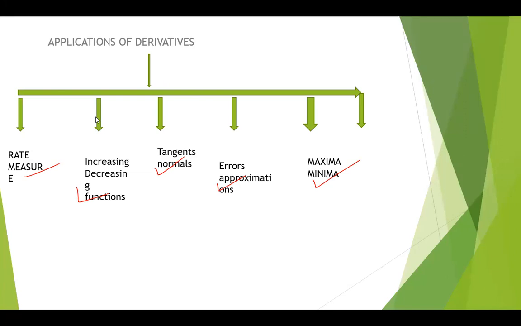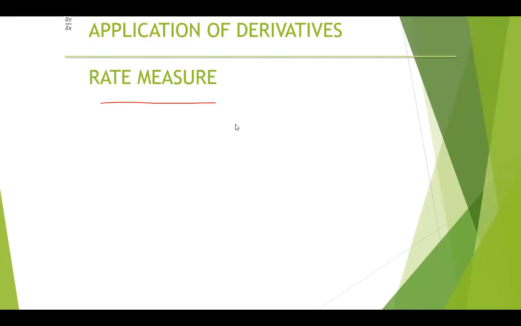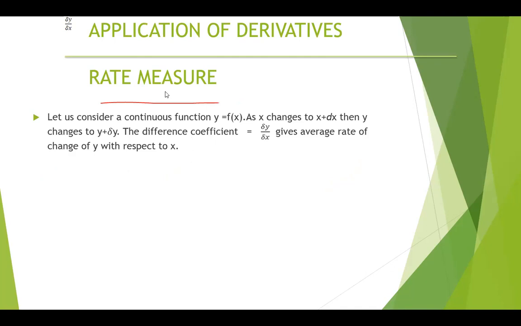What is rate measure? Rate measure is nothing but we can also say it as the rate of change of quantities. Let y is equal to f of x be a continuous function. Whenever I say y is equal to f of x, what happens? x is an independent variable. As and when x is changing, its respective y value goes on increasing or decreasing.